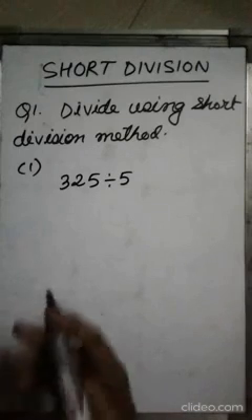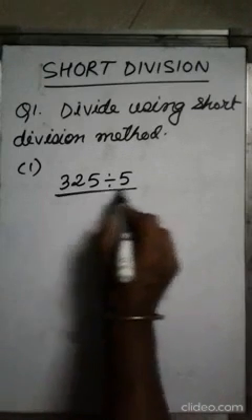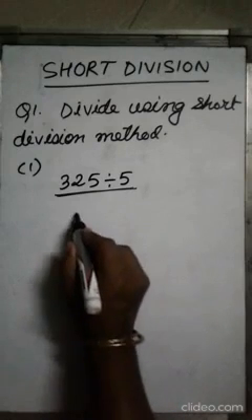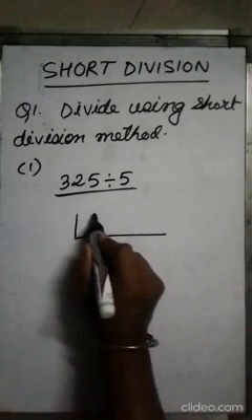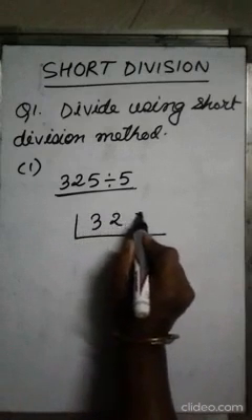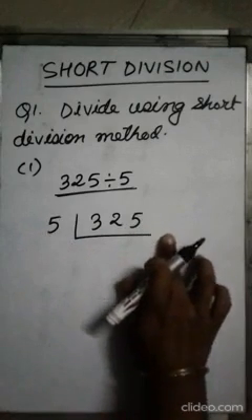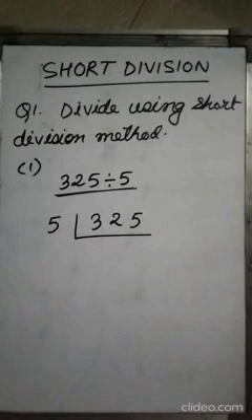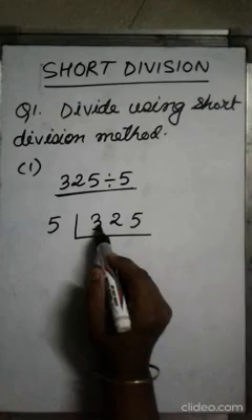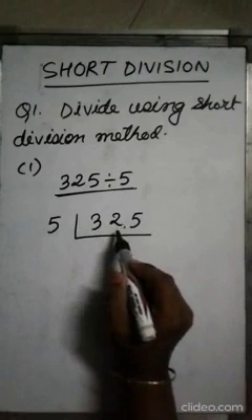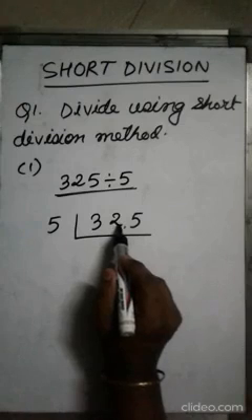I have taken an example. We have to divide 325 by 5 using short division. For that, I shall write 325 and 5 here. We cannot divide 3 by 5. We shall go to the next number. So it is 32 now.